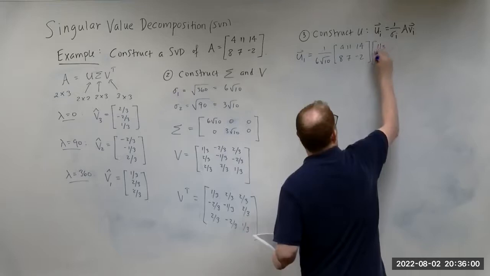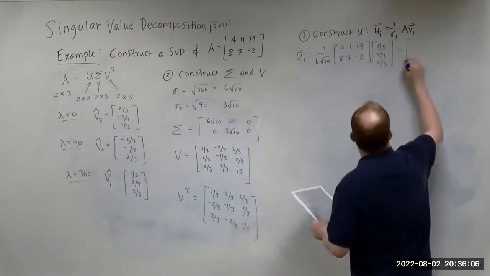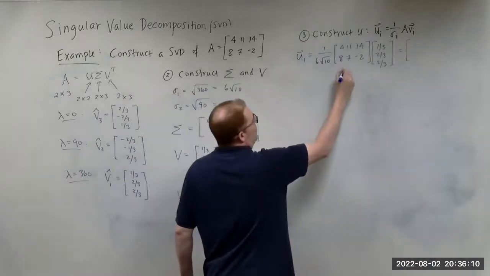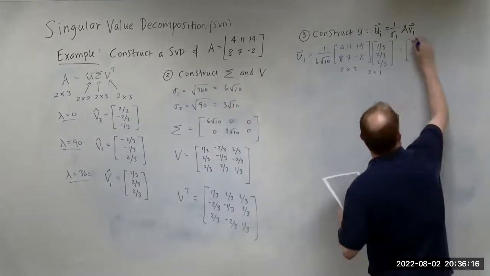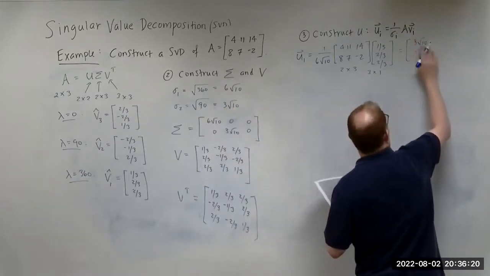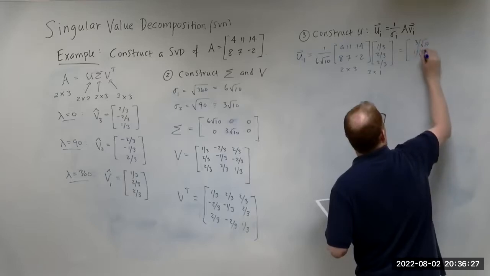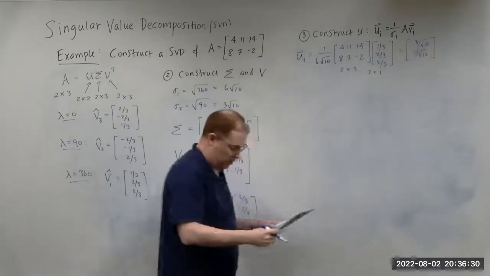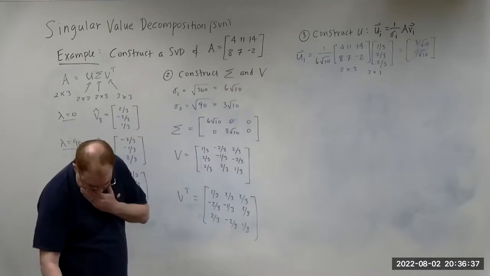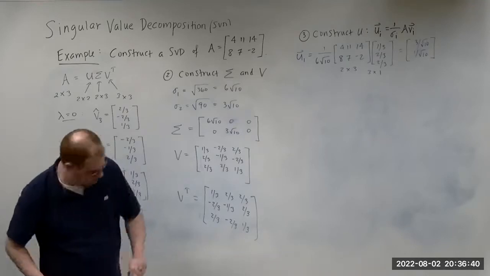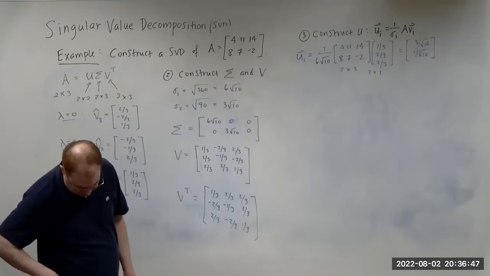So it's 1/3, 2/3, and then 2/3. So this is 2/3. This is a 3/1, so this is going to give us a 2/1 matrix. So we end up getting 3 over root 10 and 1 over root 10. I'll just keep them in that form. No need to worry about rationalizing.